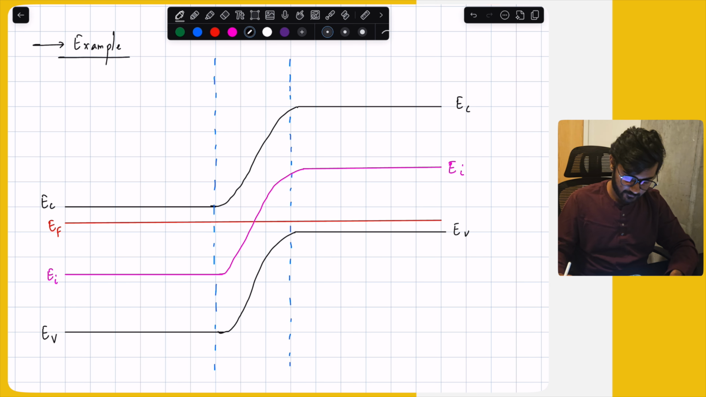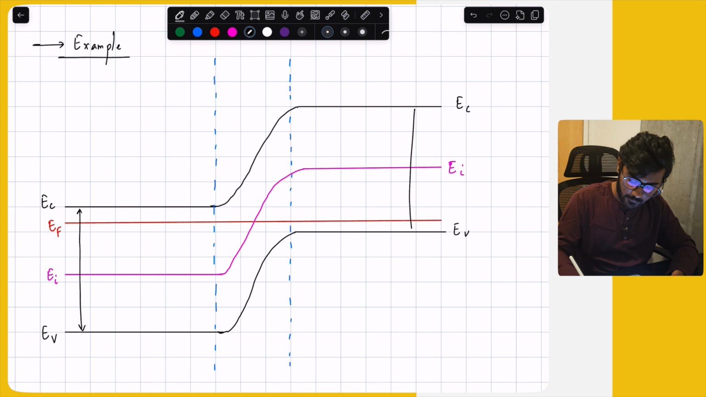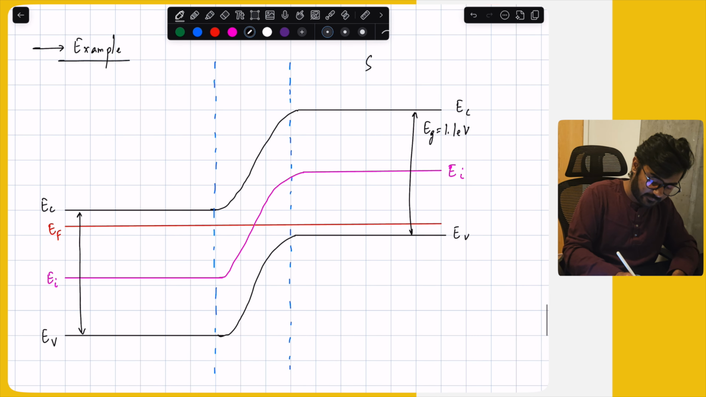Alright. So assume that I'm given this energy band diagram. Let's see what information we can extract from this diagram. So the first piece of information is we can see that the band gaps on both the sides are the same. That is, the band gap here and the band gap here is the same. Suppose the band gap is 1.1 electron volt, then on both the sides we have used silicon.